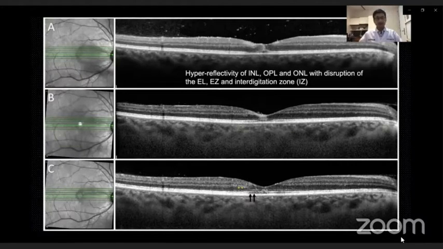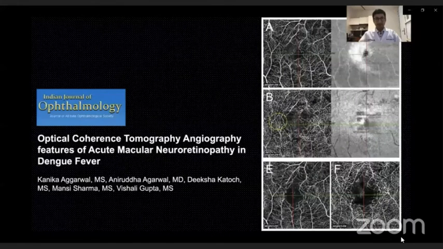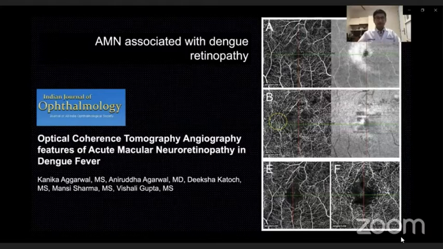And you can see in the follow-up image number C that there is this discontinuity or thinning of the photoreceptor and ellipsoid zone. This is nothing but acute macular neuroretinopathy in dengue fever, and we published this in the Indian Journal of Ophthalmology. The OCT angiography shows you this distinct loss in the deep capillary plexus. So this is AMN, which is associated with dengue retinopathy.